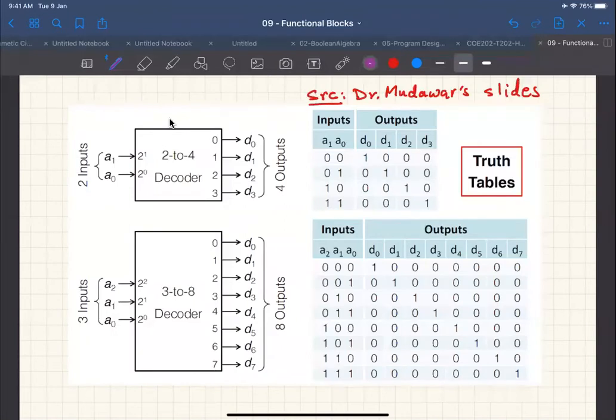In a 2 to 4 decoder, we have the input patterns from 00 to 11, and then we have the outputs D0 to D3. When your input is 00, it means that D0 is on, and the rest are off. When it is 01, then D1 is on, and the rest are off. For 10, D2 is on, and the rest are off, and for 11, D3 is on, and the rest are off. So in a way, A tells you the index of the output that is going to be 1.